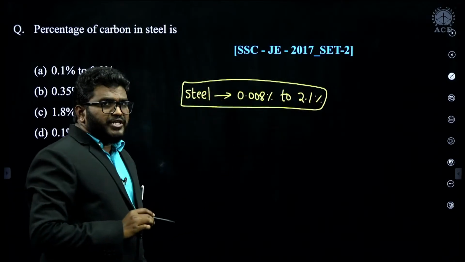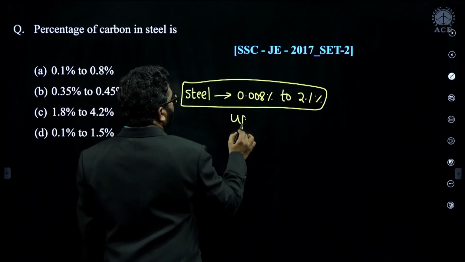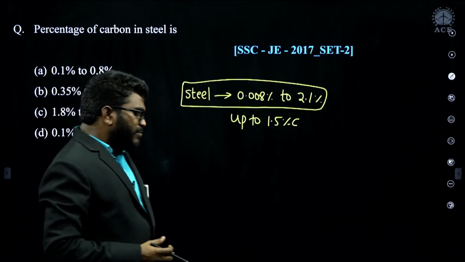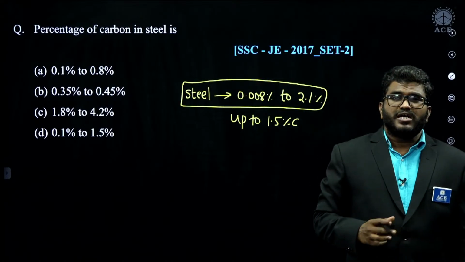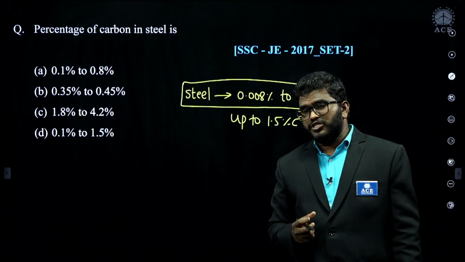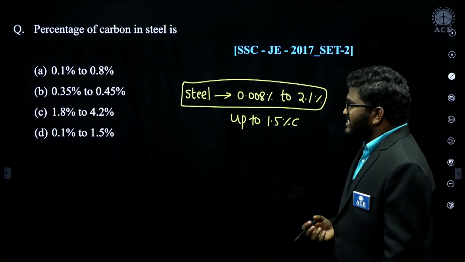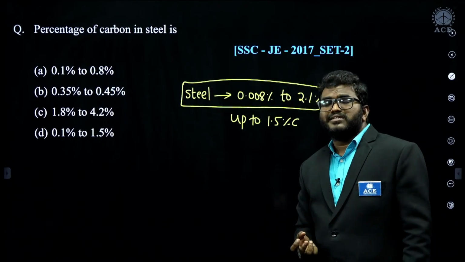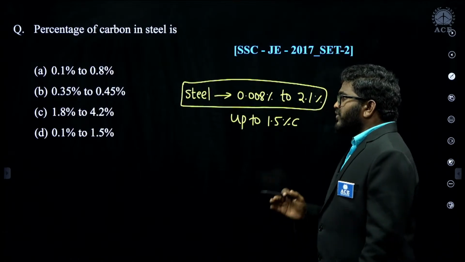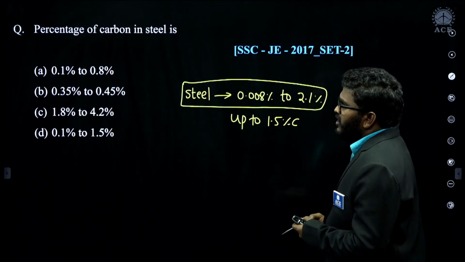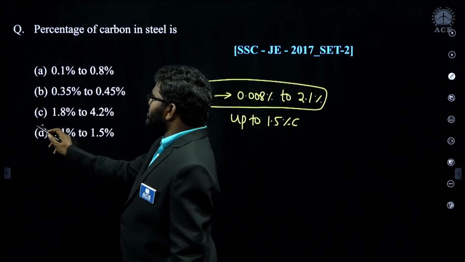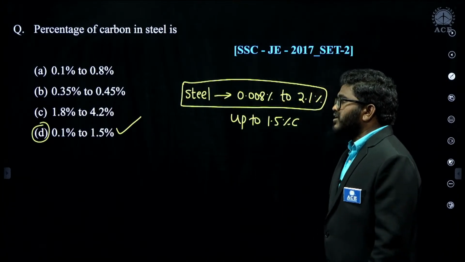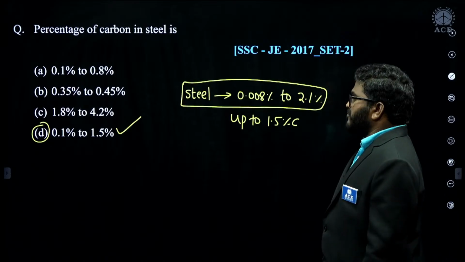But from an application point of view, we are considering only up to 1.5 or 1.4% of carbon, because above 1.5% of carbon, due to more carbon in iron, graphite formation is going to happen. Graphite is going to be present in the steel material. If graphite is present, the steel material becomes brittle. That's why we are restricting the percentage of carbon up to 1.5. So up to 1.5 is the correct answer.